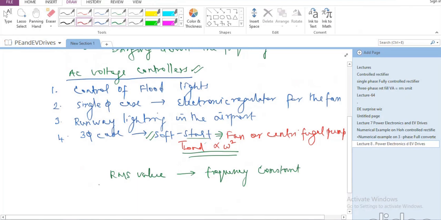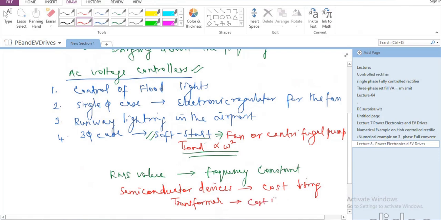An AC voltage controller is just made up of semiconductor devices, and the cost of semiconductor devices is decreasing. So you can see, in general, the AC voltage controller's cost is much less as compared to a transformer, because a transformer is an electromagnetic device consisting of iron and copper as its material. So here the cost is higher. So that is one reason why, instead of a transformer, we can use an AC voltage controller.